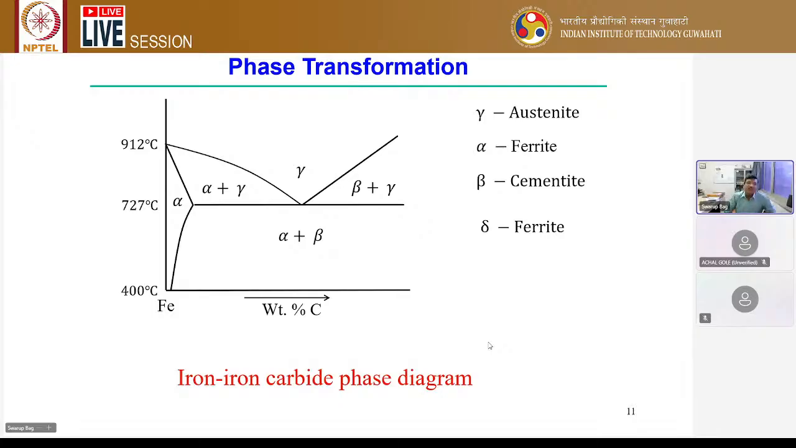And if you look at the diagram, there are mixed phases also, and in certain temperature ranges and composition ranges, we get a mixture of 2 different phases. So that's why the phase diagram is very important to understand what the different phases are, at what temperature, and what the expected microstructure is. You'll be able to get that information just by looking into the phase diagram.